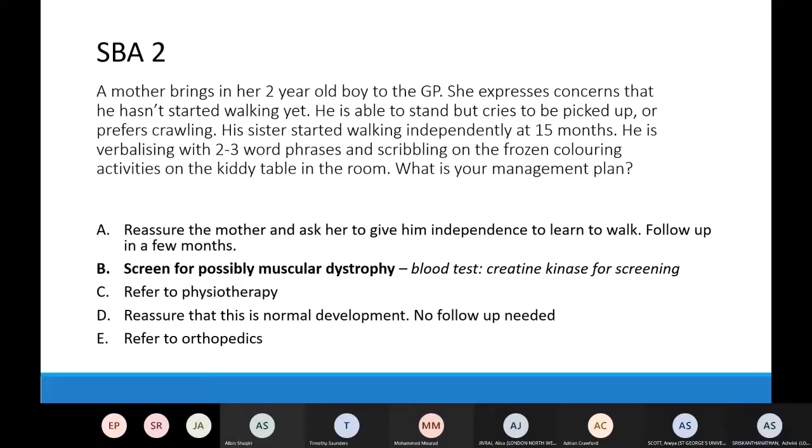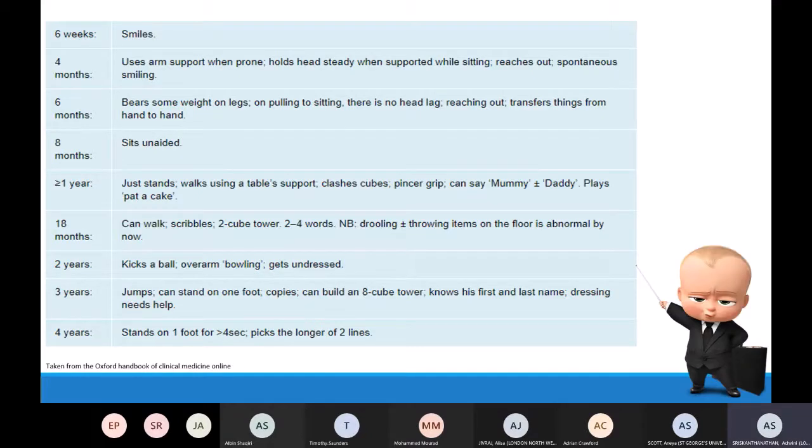Cool. And then I just put this in because this is from the Oxford Handbook, and it's quite useful because it gives you a clear-cut outline of what you expect at each developmental milestone. So as I mentioned before, 6 weeks is a smile, 4 months, 6 months just sitting up, able to reach out for things, moving things between their hands. And then if you go down to 1 year, they start saying certain words, like mama, mummy, and daddy.